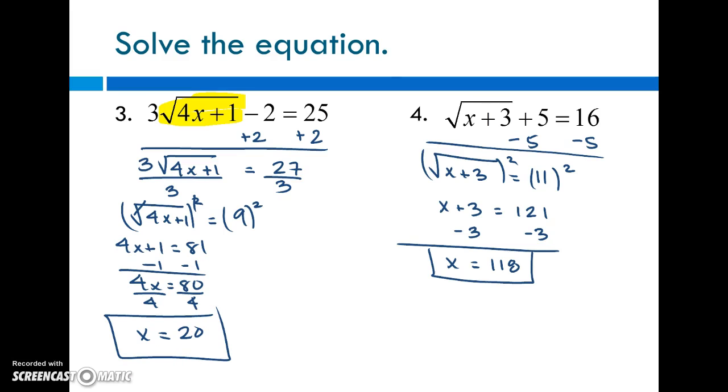Alright, go ahead and check your work with my work. After you subtracted 5 on both sides, you have the radical by itself, so you square both sides there. X plus 3 equals 121. Subtract 3 on both sides, 118. So just check your work, make sure that we match.